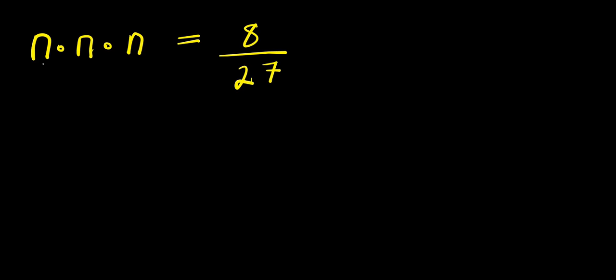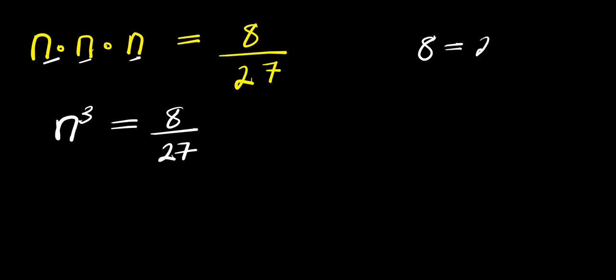Hello, how to solve n times n times n. This is n to the power of 3, and this equals 8 divided by 27. We can express 8 as 2 to the power of 3, that's 2 times 2 times 2. And also for 27, we can express it as 3 to the power of 3.